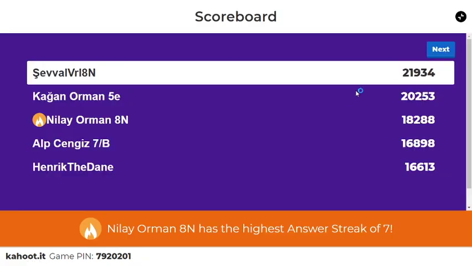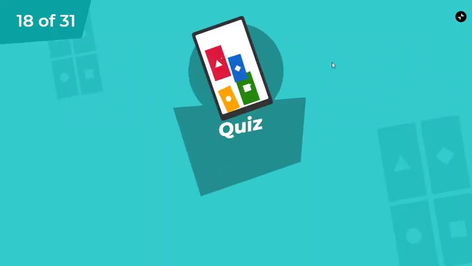Dedikten sonra here we go. Şevval is number one, Kaan is number two, Nilay is number three. By the way, Nilay has the highest answer streak of seven. Congratulations, Nilay. That means Nilay answered seven questions in a row correctly. Congratulations. Alp is number four and Henrik the Dane or the Danish from Denmark is number five.